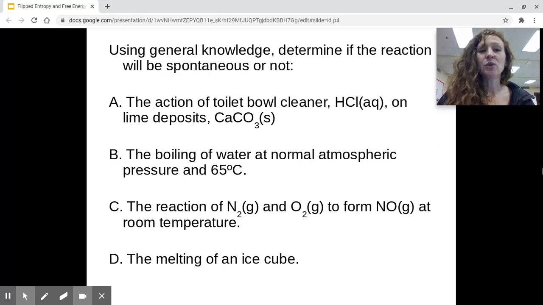All right. Using general knowledge, determine if the reaction will be spontaneous or not. So these are not questions that you should be able to answer only if you have a PhD in chemistry or only if you have specialized chemistry knowledge. These are things that I'm assuming you're going to have experience with. If you don't have experience with toilet bowl cleaner, you need to get some experience with toilet bowl cleaner. Go figure out how to clean a toilet. Ask your parents or your guardians if you can clean the toilet this weekend. They will love supporting your acquisition of life experience and knowledge.